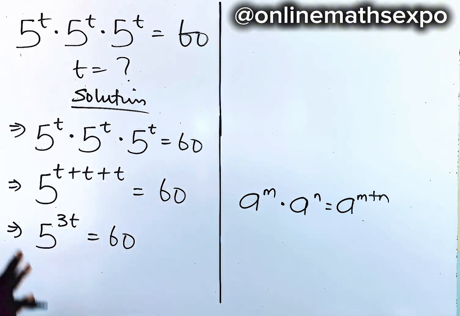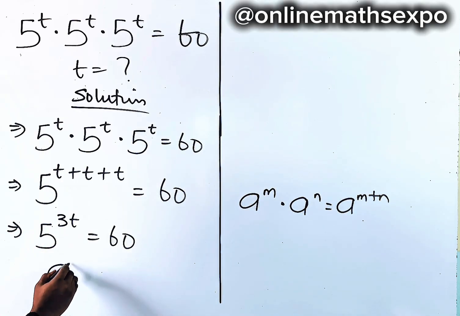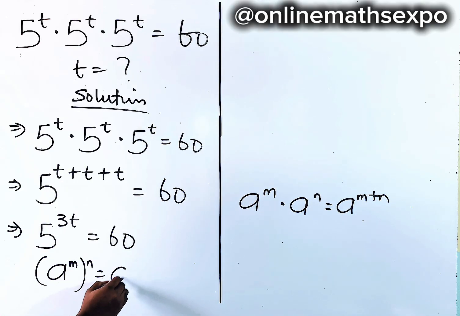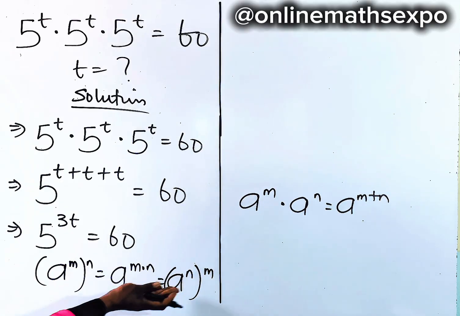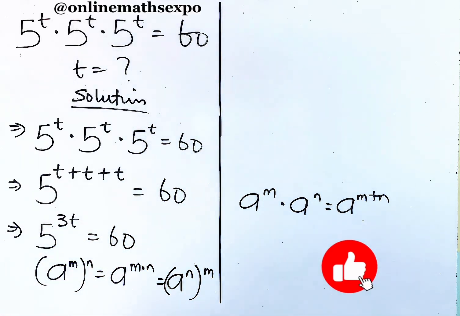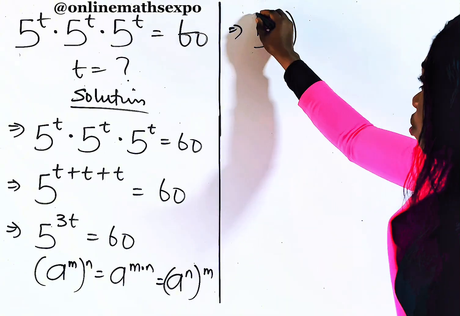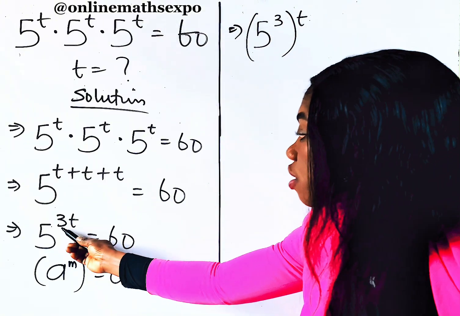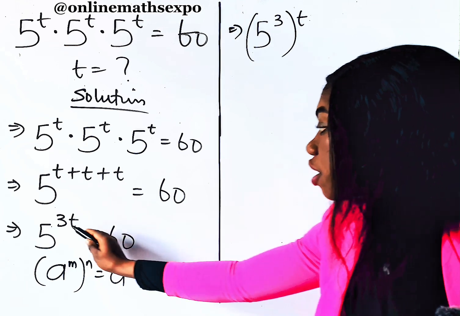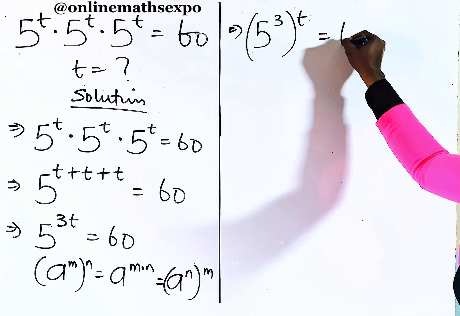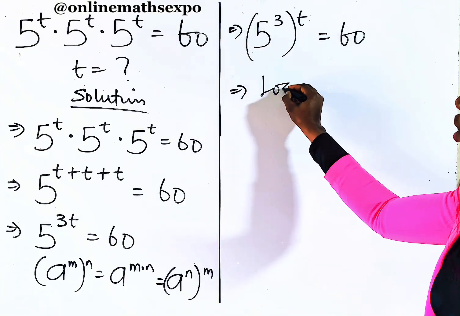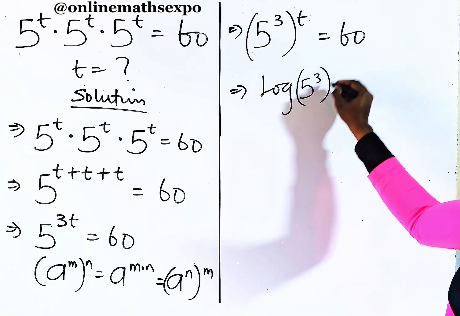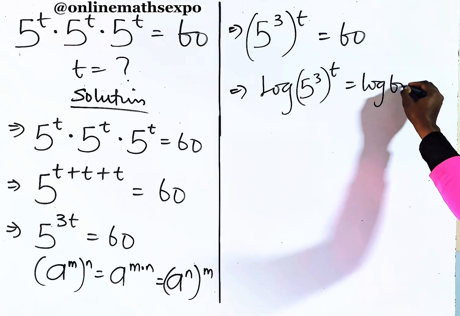Now what do you do at this point? Remember that for every a to the power of m raised to power n is also equal to a to the power of m multiplied by n, which is a to the power of n raised to power of m. Applying this on the left side, we have 5 to the power of 3 raised to the power of t. When you multiply this, obeying what you stated there, it gives you back 3t, and this is equal to 60. So at this point, you are going to take the log of both sides. So we have log of 5 cubed raised to power t is equal to log of 60.